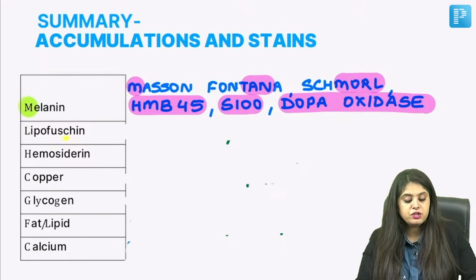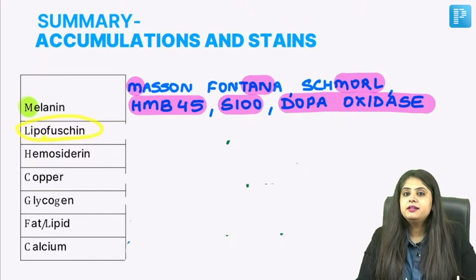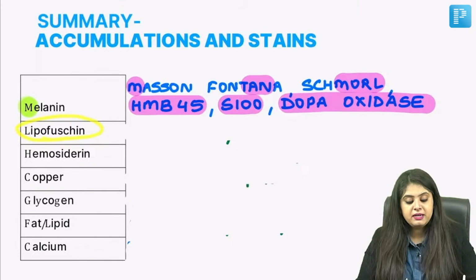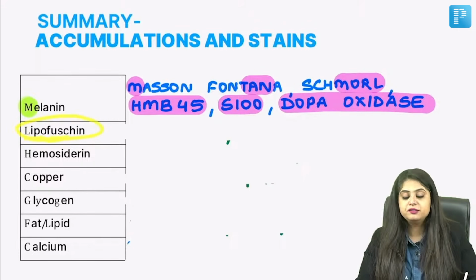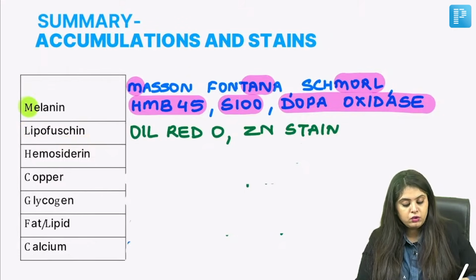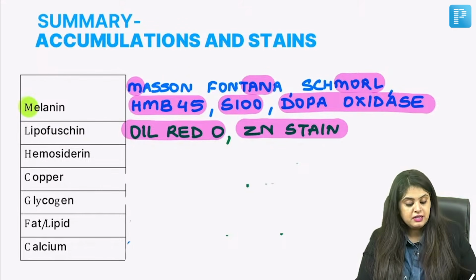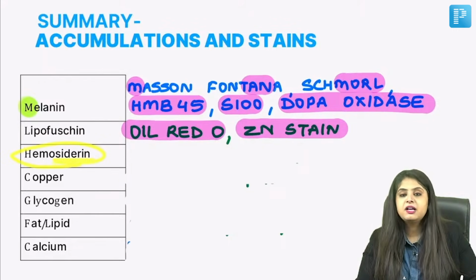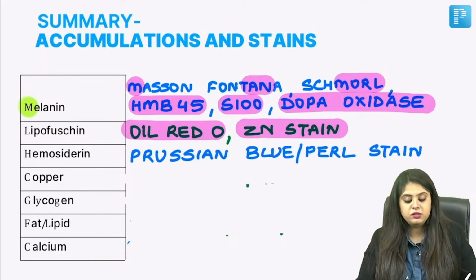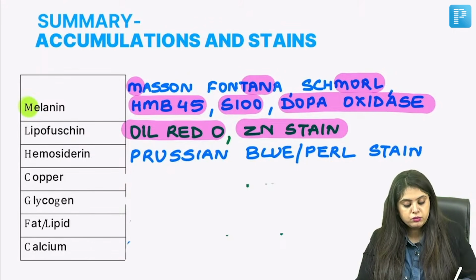Next one, lipofuscin. Remember the old age pigment, 83-year-old man, perinuclear pigment, lipo and fuscin. You had split it like this: for lipo you had taught us oil red O, and for fuscin you had taught us acid fast. Coming to hemosiderin, sidero means iron. Ma'am, for iron you had told us something blue color. So the name of the stain was Perls or Prussian blue stain.